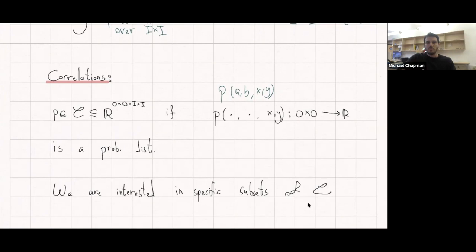Now, usually we don't care about the set of all possible correlations. This is too big of a set.